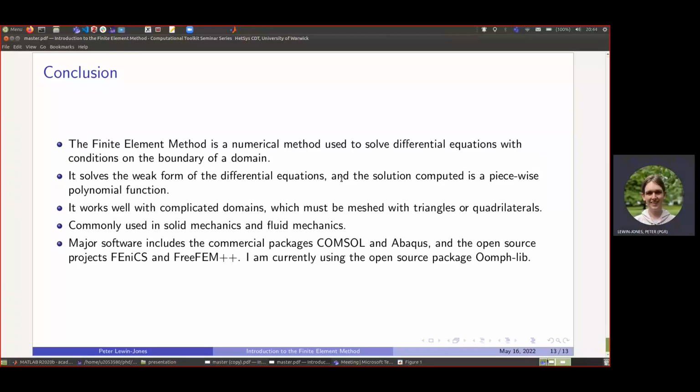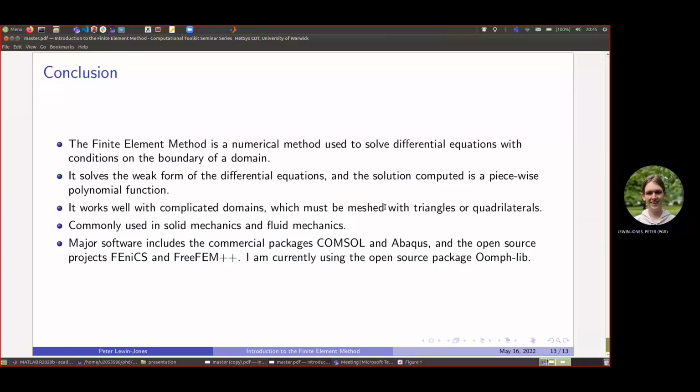So some major software that's actually used in practice, there are the big commercial packages. COMSOL is the biggest one. There's also one called Abaqus that is used a lot. And there are also some very good open source projects such as FEniCS and one called FreeFEM. The one I use is a package called Oomph-lib, which is quite hands-on in terms of the mathematics being used, but is particularly good at these coupled multi-physics problems where, say, you've got a fluid and a solid interacting, or what I use it for is when I've got a fluid on a moving domain that is reacting to the fluid.